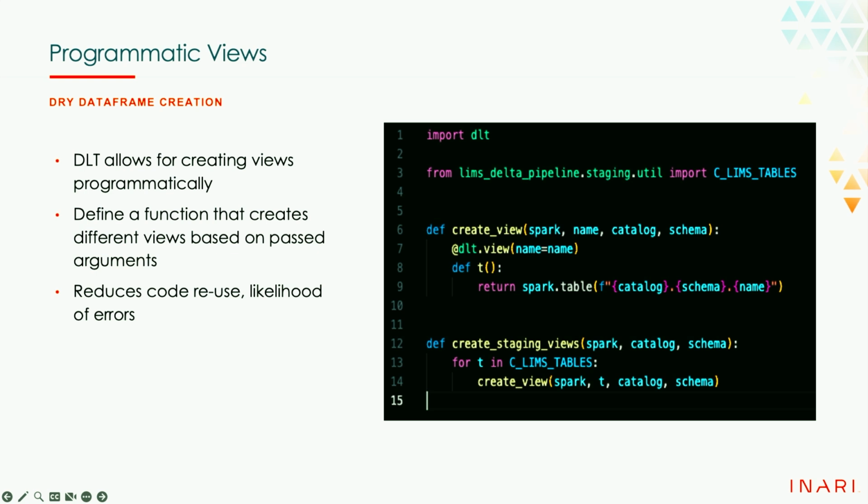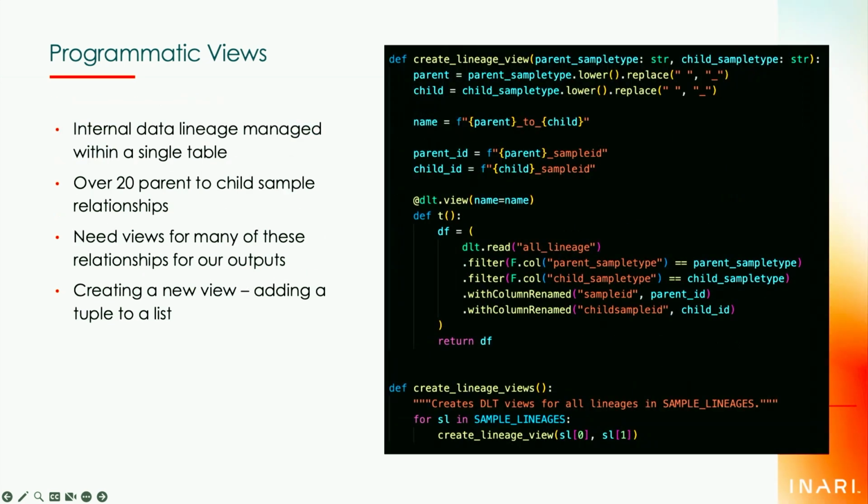So this is a very basic example that we have here. We wanted a unified developer experience where everything was dlt.read. We didn't want to go back and forth between dlt.read and spark.read.table. We didn't want that confusion going back and forth. So we're just iterating through a list here where we're creating a DLT view based on our input tables. So that's a pretty simple example.